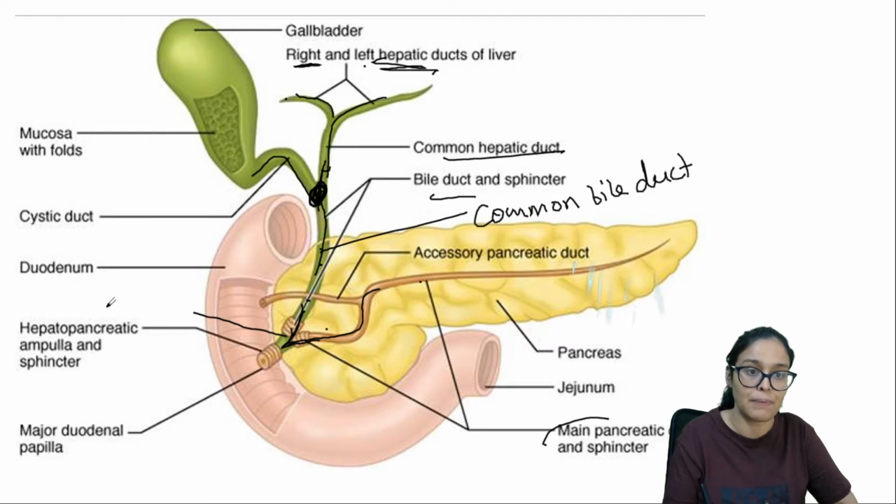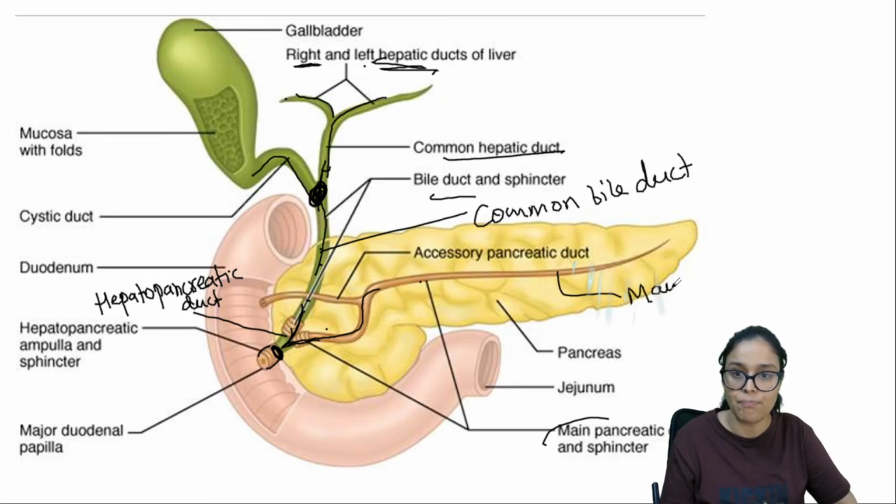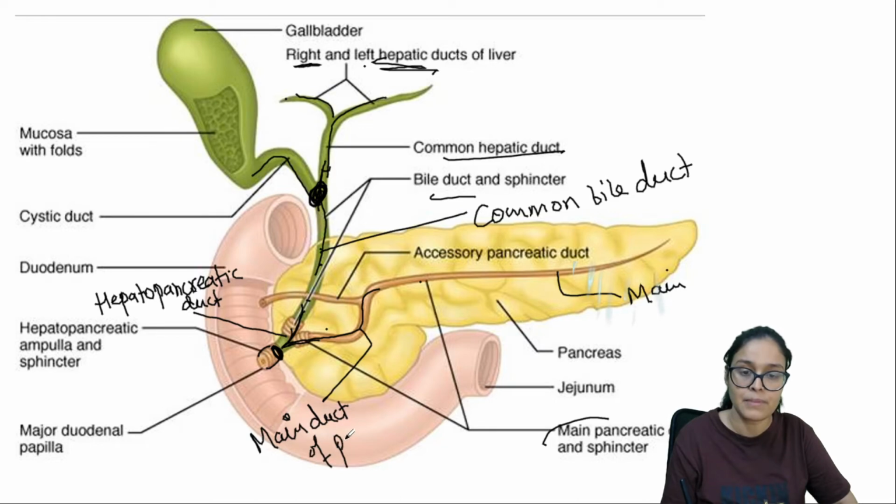ये वाला hepatopancreatic duct है. And obviously I have told you that this hepatopancreatic duct will have the ampulla of Vater and the sphincter of Oddi here. And another duct, this is the main duct of the pancreas. Sorry, this is the main duct, which fuses with the hepatopancreatic duct, the main duct of pancreas.